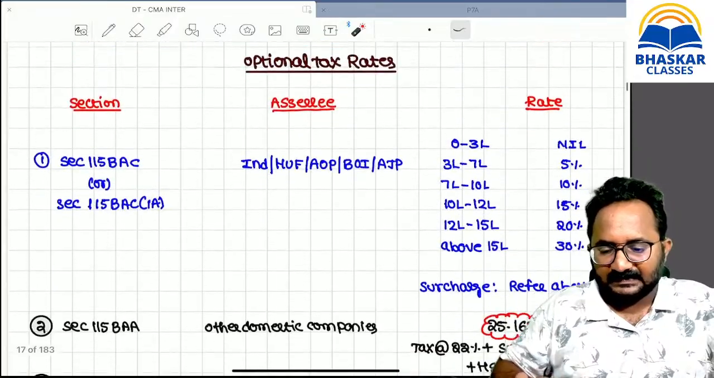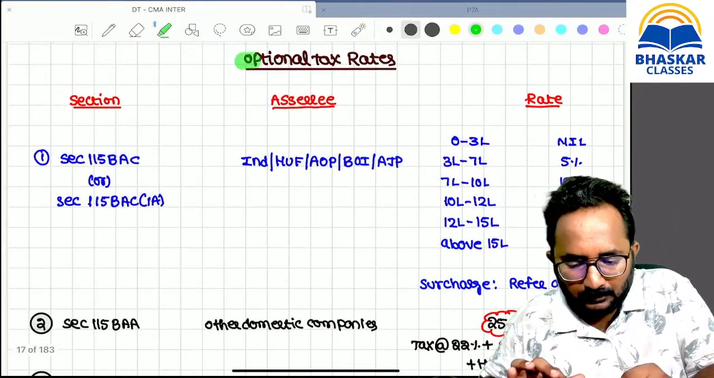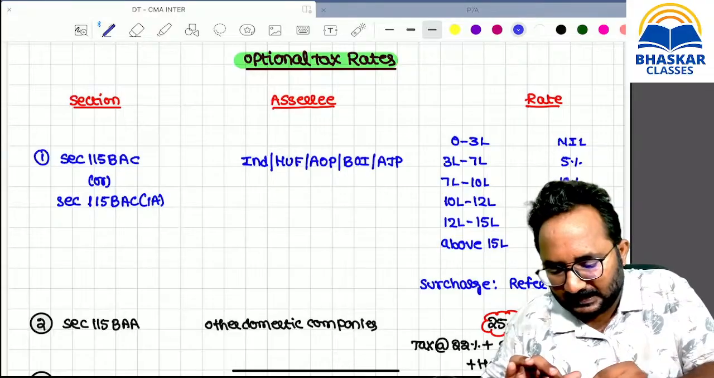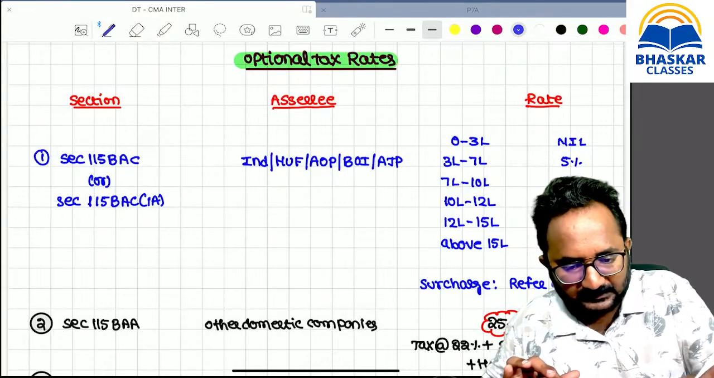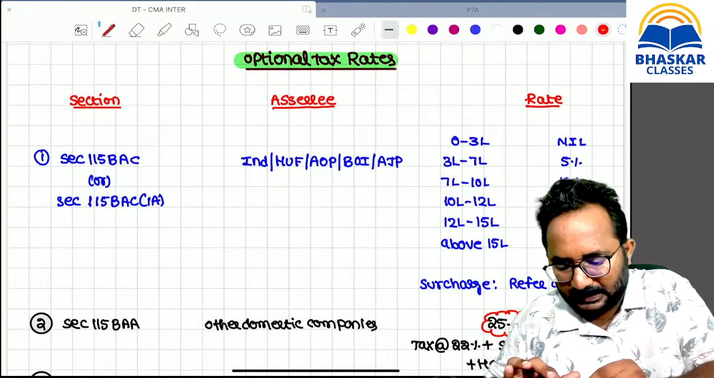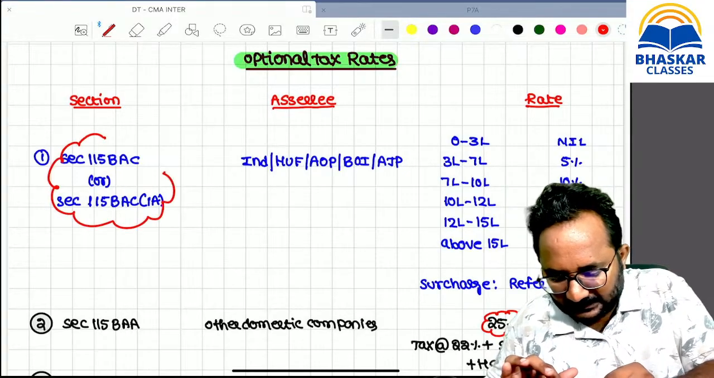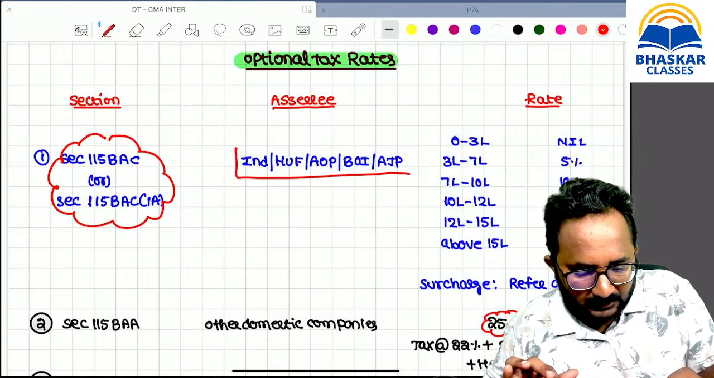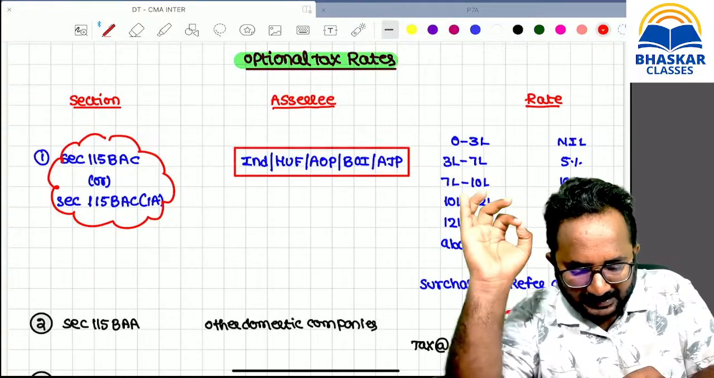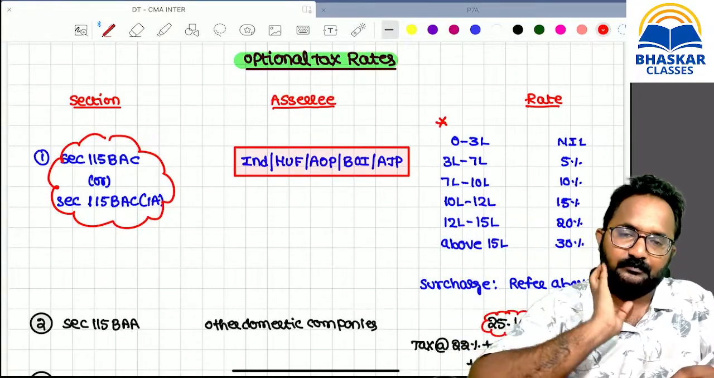Now we can discuss the optional tax rates, but we can't call it an optional tax rate, because it is now the default tax regime. You know this already, but now it is the default tax regime. For whom? Individual, HUF, AOP, BOI, AJP. Listen to the amendment.